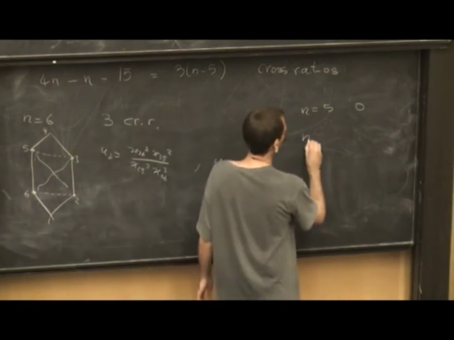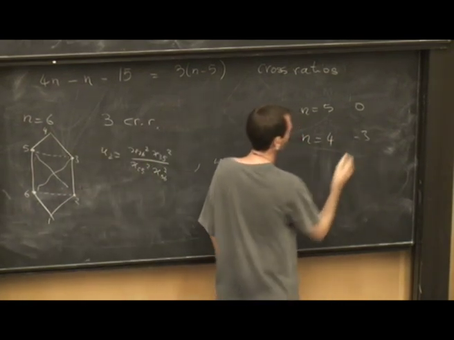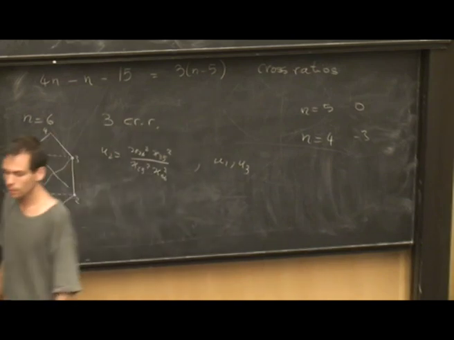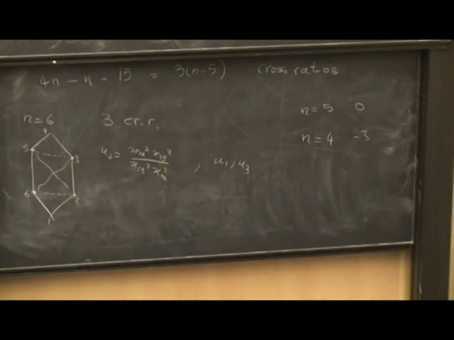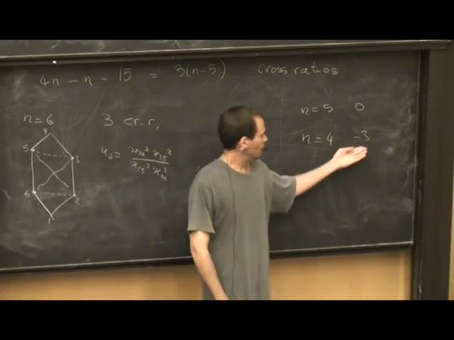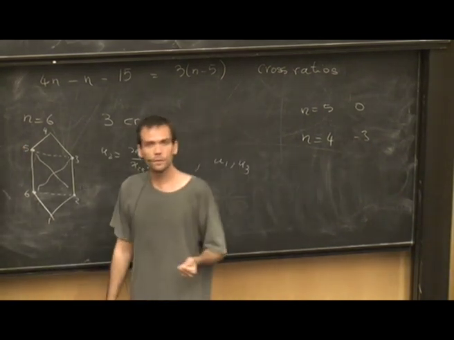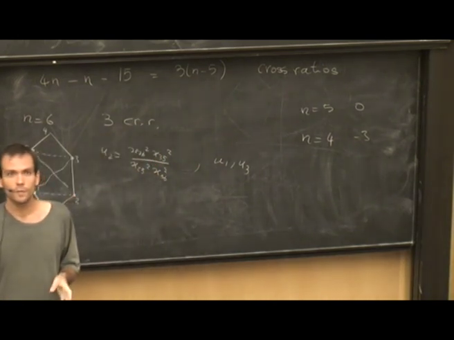And this is also true for 4. But for 4, we get this funny result. We get -3. So this is smaller than 0, so it means that we don't have cross ratios again. But the reason we get -3 here, I don't know if anybody has an idea why we get something negative here?